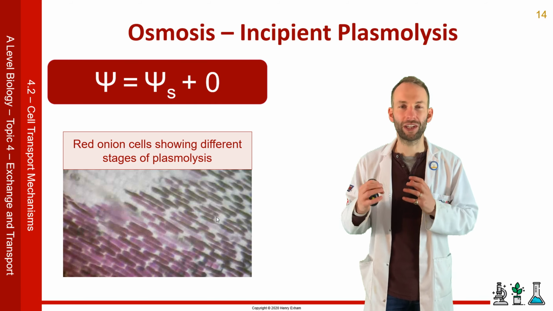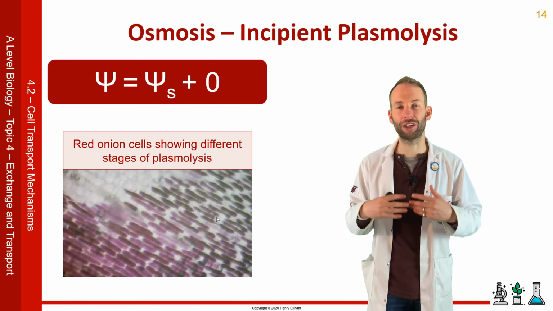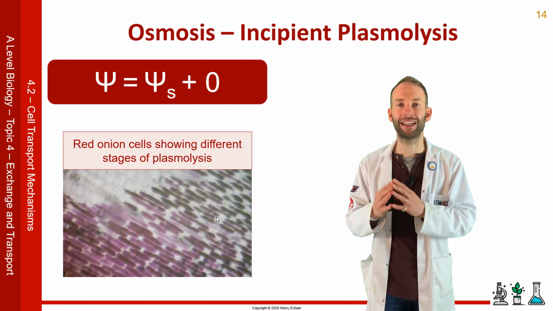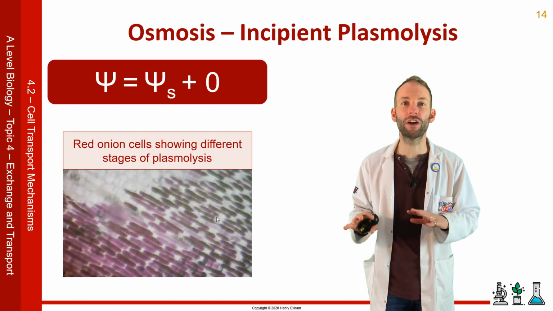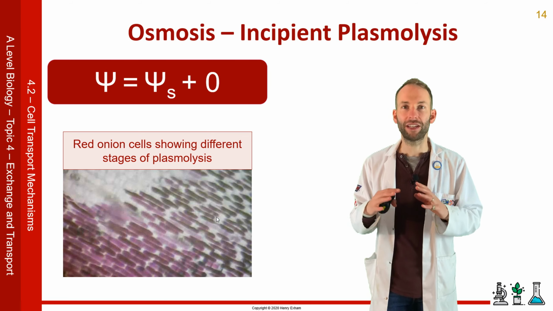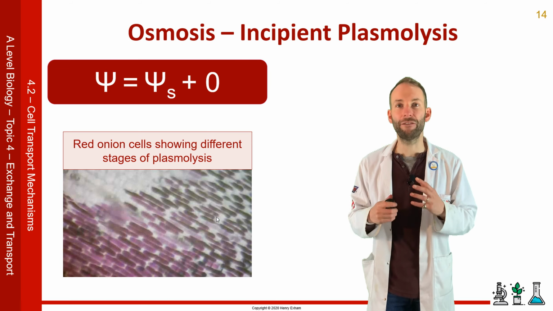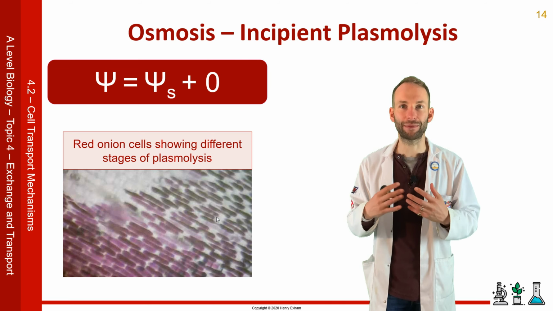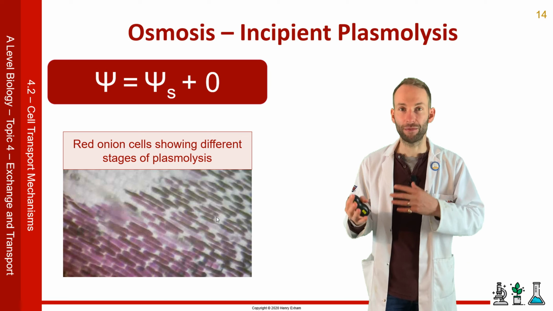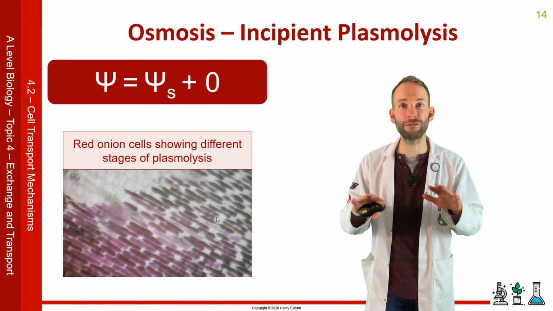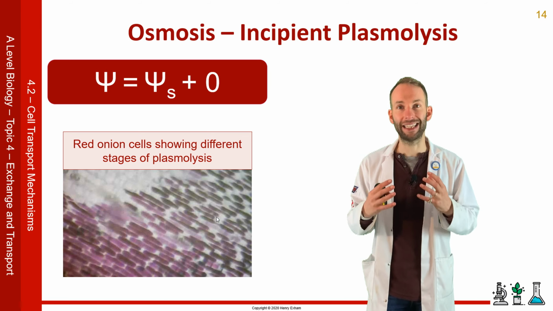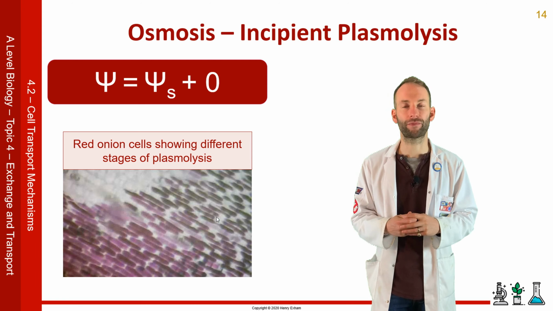Now, we can't just observe that by looking at a cell. We can't tell if the pressure potential is zero. But what we can do is observe a whole load of cells and see how many of them are plasmolyzed and how many are not plasmolyzed. If we pick the 50% plasmolysis point, where 50% are plasmolyzed and 50% are not, then on average all the cells are at this incipient plasmolysis point.